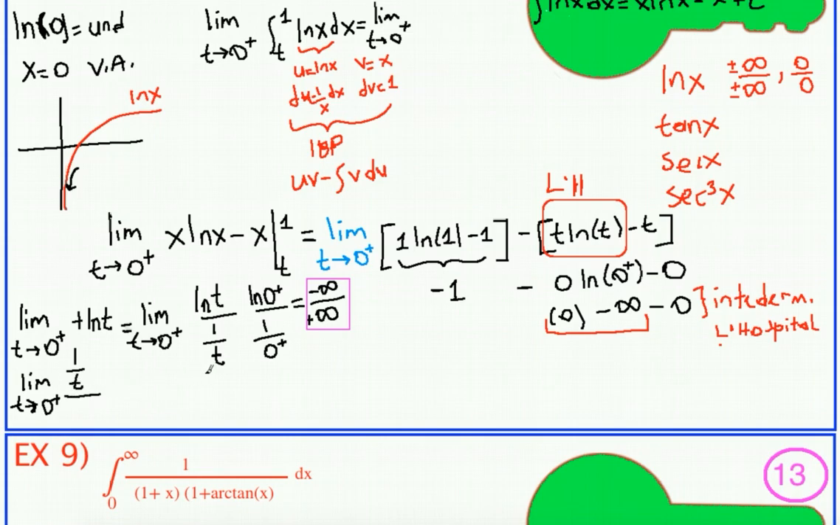divided by, what is the derivative of 1 over t? If you apply the power rule, this is t to the negative 1. The derivative of 1 over t is negative 1 over t squared. Actually, this is also one of the situations that you need to know. So the derivative of 1 over x is negative 1 over x squared. Okay, so here we do basic algebra, keep change flip, 1 over t times negative t squared over 1, so it gives us negative t.